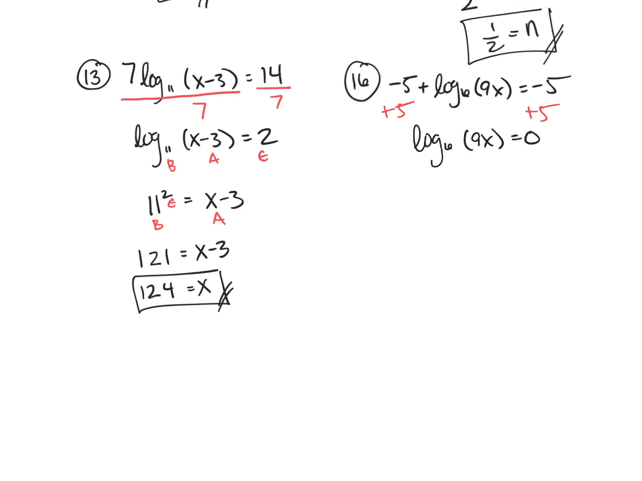And that's okay. We can still do our base, answer, exponent from here and get 6 to the power of 0 is equal to 9x. Just keep in mind exponent rules: anything to the power of 0 gives us 1. So again, base is 6, exponent 0, answer is 9x. When we simplify, we get 1 is equal to 9x, or when we divide both sides by 9, we get x is equal to 1/9.